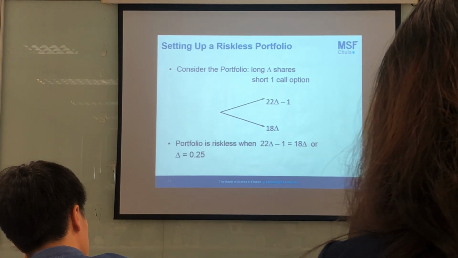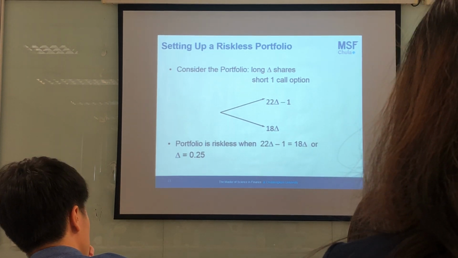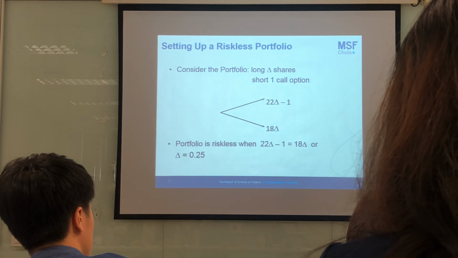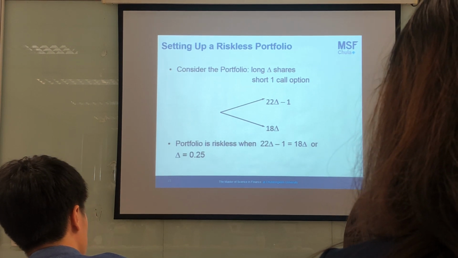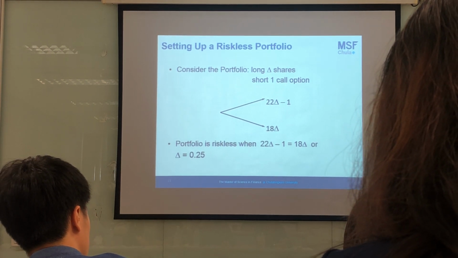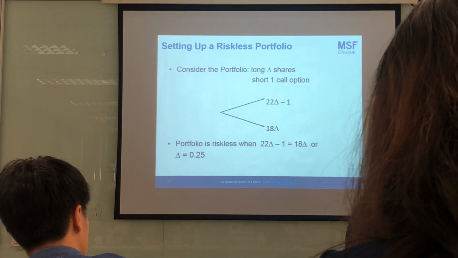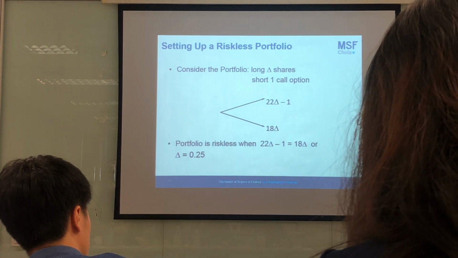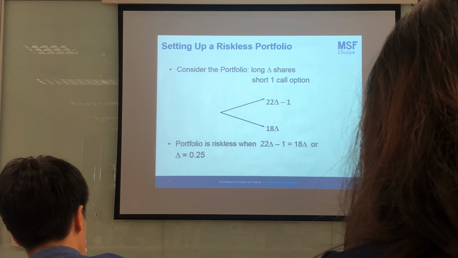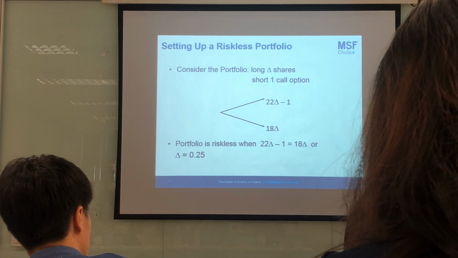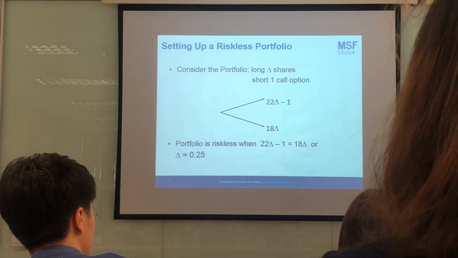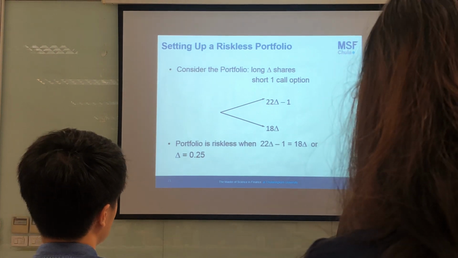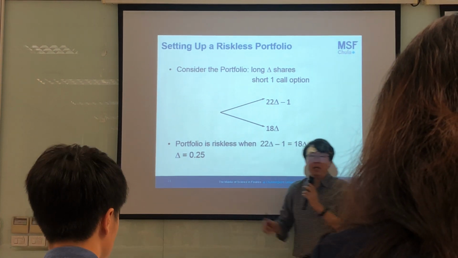So now you know that you have to buy 0.25 share in your portfolio. You might be wondering why you can buy a fraction of a share. Maybe you construct 100 calls, then you buy 25 shares. But anyway, per one call option, you have to buy 0.25 share.